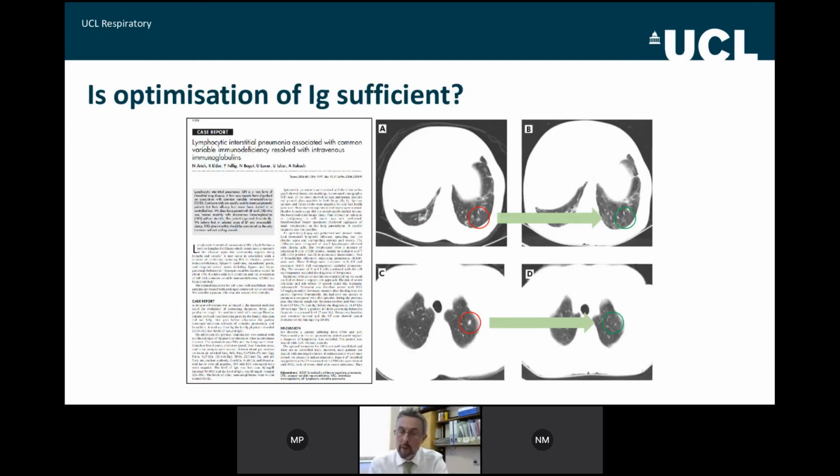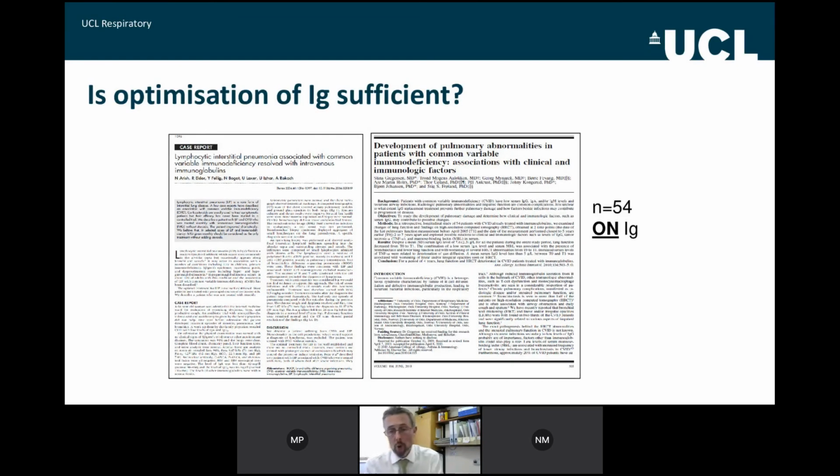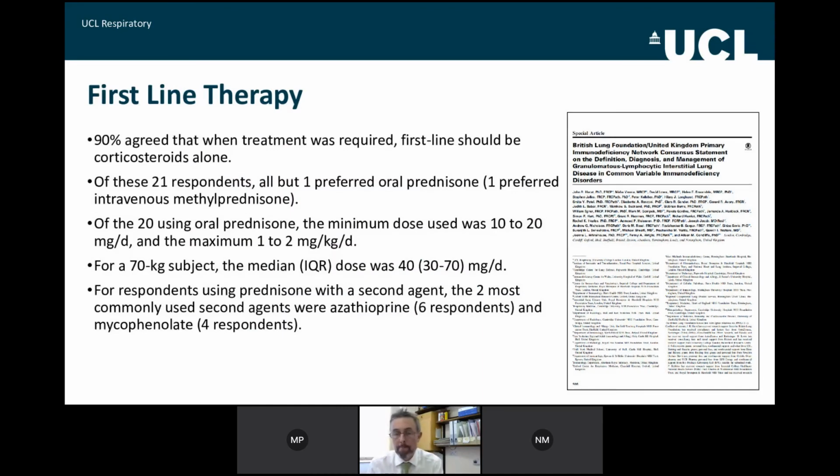One question which does come up is whether optimization of immunoglobulin alone is sufficient to treat GLILD. And certainly there is some evidence illustrated here on the slide that in patients who are treatment naive, initiating them on effective antibody replacement can cause regression of GLILD changes. However, it's also clear that GLILD can develop and progress in people who are effectively replaced. And so antibody replacement alone is absolutely necessary, but is not sufficient to give control of GLILD.